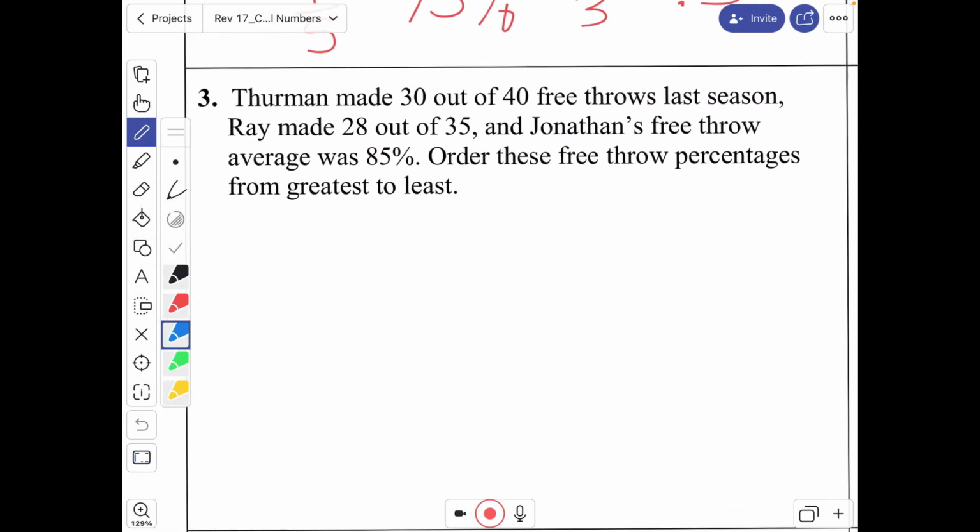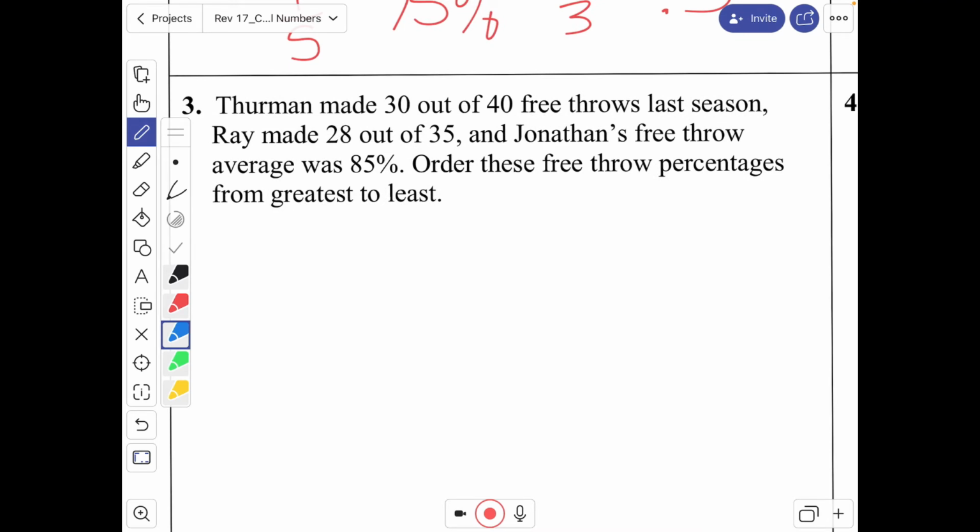Number 3. Thurman made 30 out of 40 free throws last season. Ray made 28 out of 35. And Jonathan's free throw average was 85%. Order these free throw percentages from greatest to least. It says percentages, so it wants them all to be percentages. Can't change them just to decimals this time.